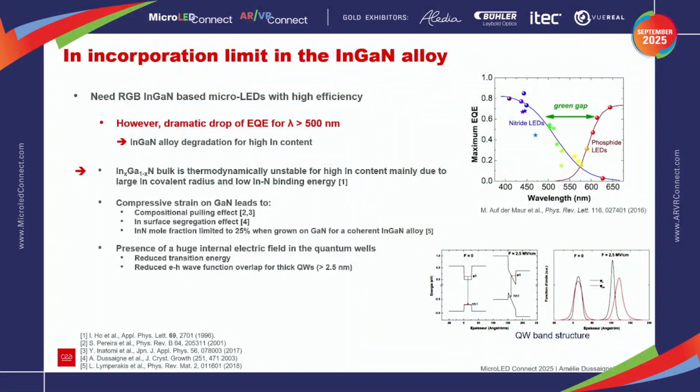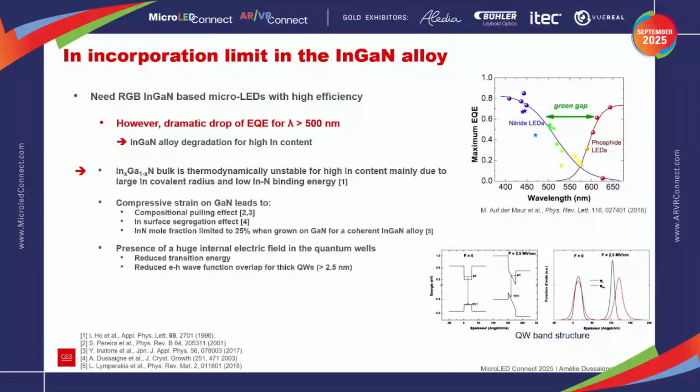And this leads to a compositional pulling effect or indium surface segregation effect. With these two kinds of effects, the indium atoms are always pushed away from the gallium nitride matrix, forming an indium reservoir on top of the surface. And finally, there is a limitation of the indium content when we are growing on GaN, and the limitation is at 25%.